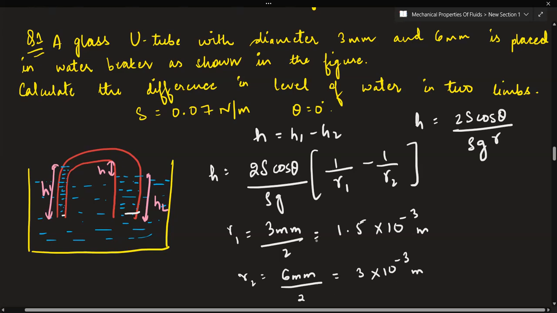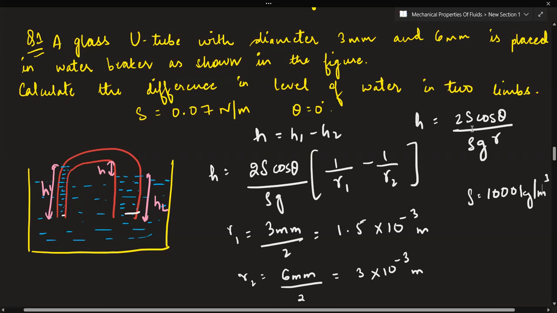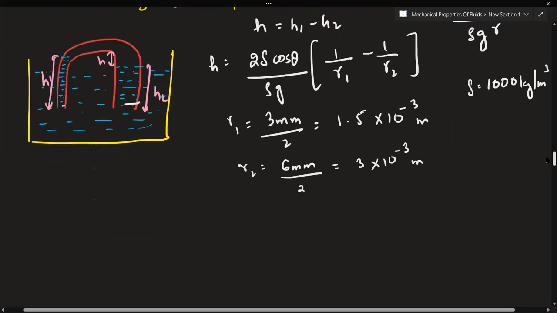So radii we have got. Cos theta is 0. Surface tension is there. Density of water is 1000 kg per meter cube. You have to remember this value as well. So are we sufficient with all the data now? Yes, ma'am. So let us just put in the values.